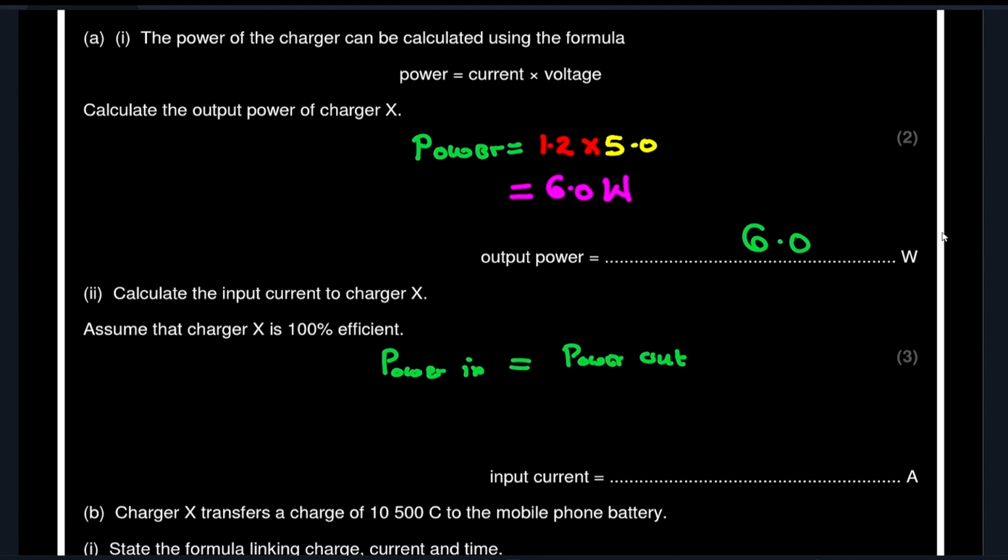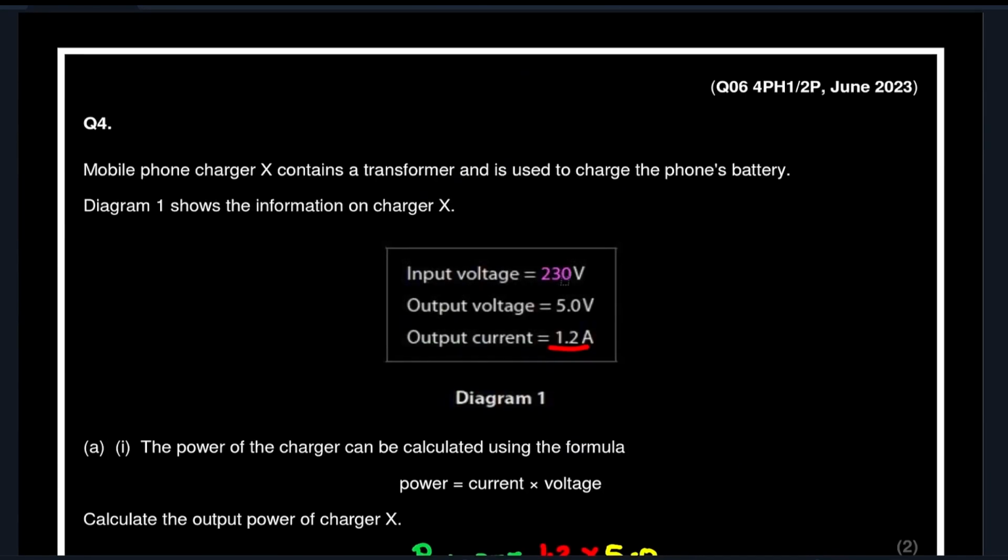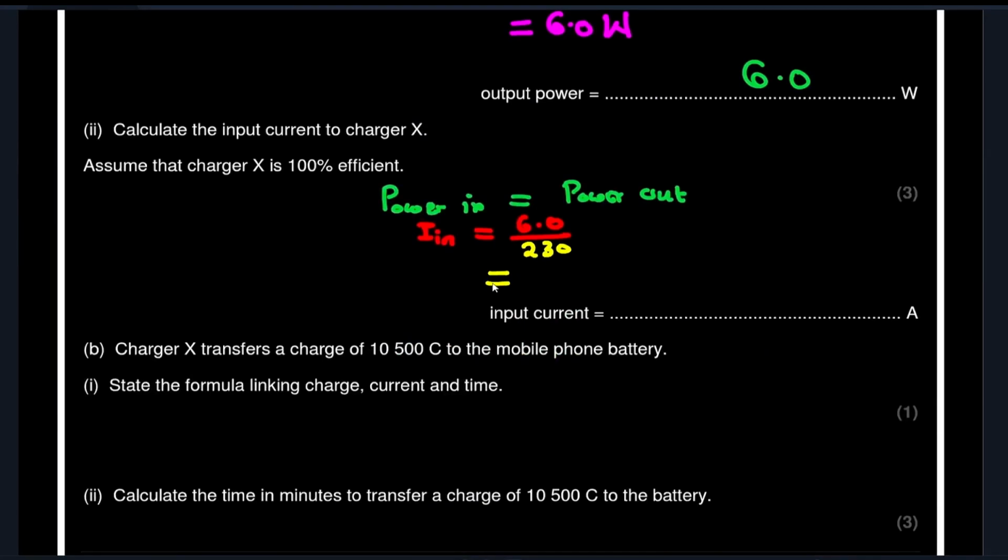So in order to get input current, it's going to be the power that we had gotten in the previous question, which is 6.0, divided by the input voltage, which is 230. So we can say our answer is 0.026 amperes as the input current.